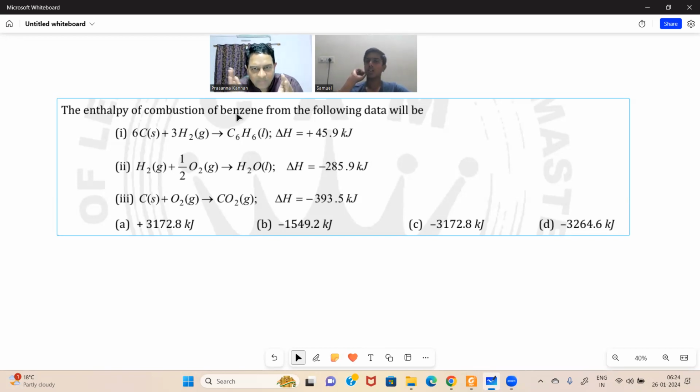Burning benzene in oxygen, how will the equation look? Benzene in oxygen. C6H6 plus O2. Good. Next thing you have to think about is what is the product? What will be the product?